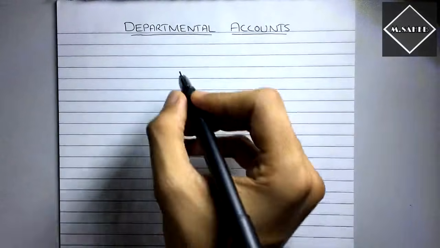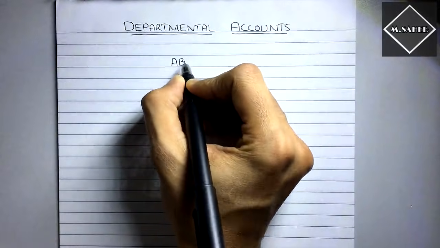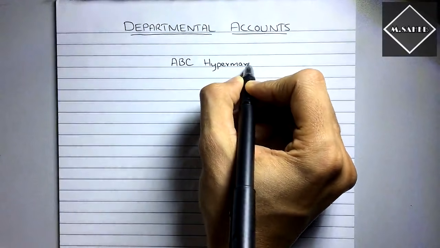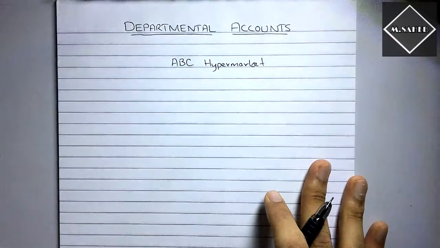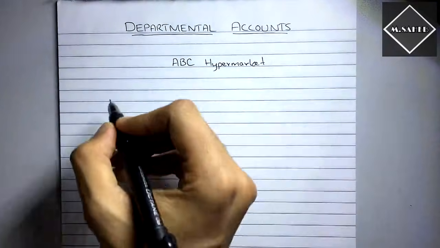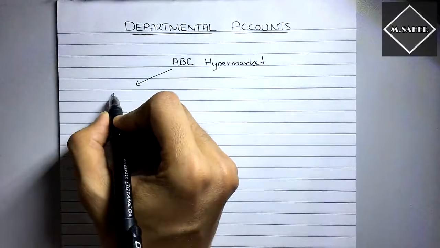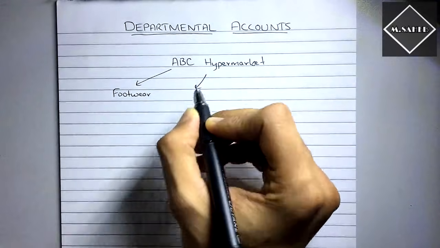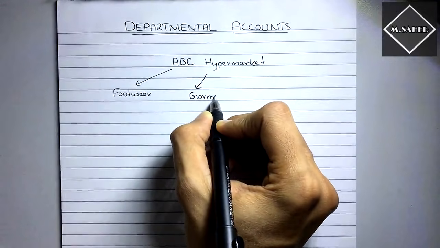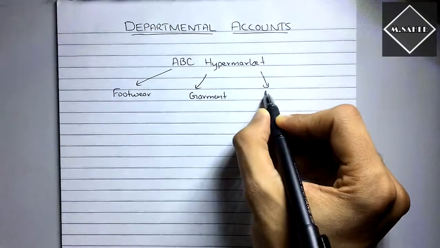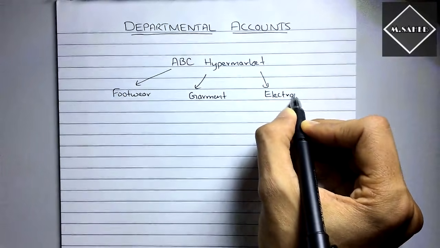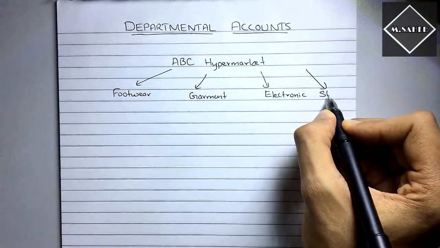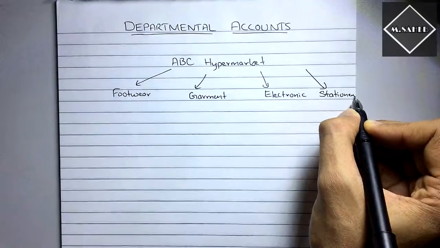Now see, to understand the concept of departmental accounts, let's start off with an example. Let's say there is one hypermarket called ABC hypermarket. Now when you go to this hypermarket, you see different sections. You may see a footwear section, a garment section, and an electronics section. So there are a lot of sections over here. Let's say there is a stationery section.